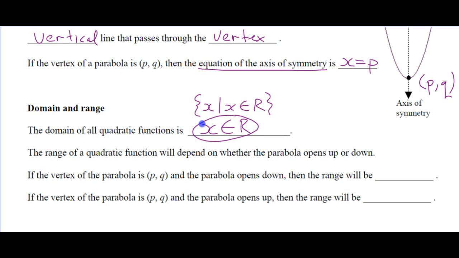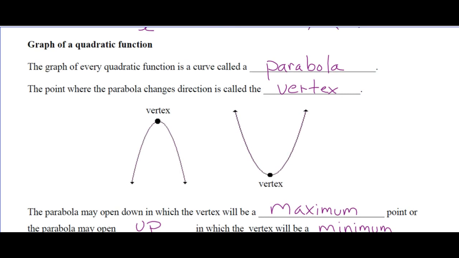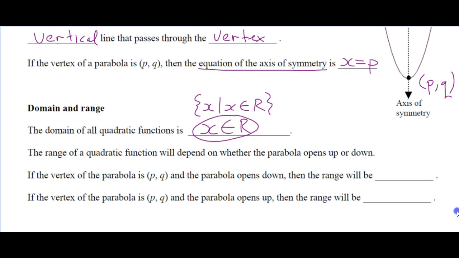The range will depend on whether the parabola opens up or down, right? Range is the y values. So if the vertex of the parabola is (p, q) and the parabola opens down, then what do we say about the range? Everything below q. Does it include q? Okay, so the range is y is less than or equal to q.